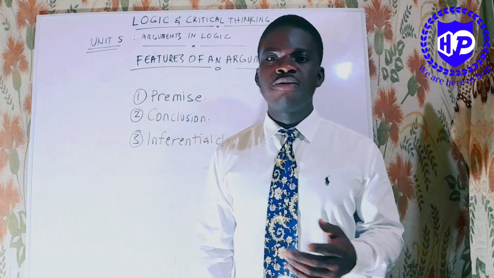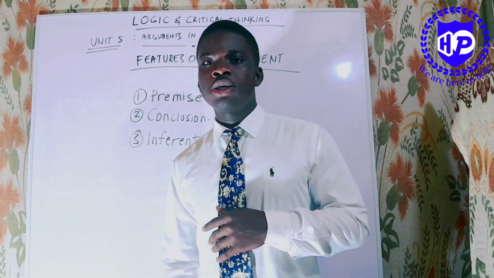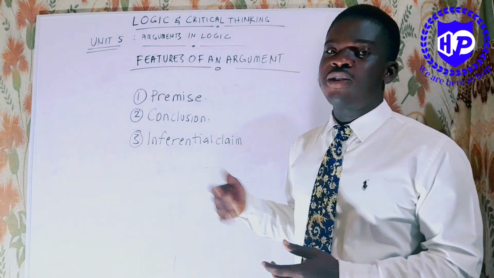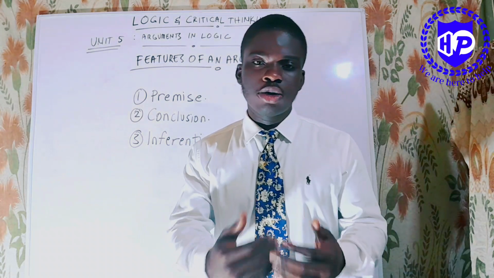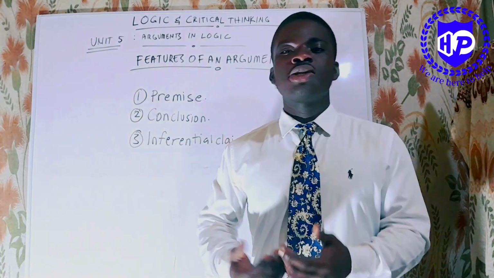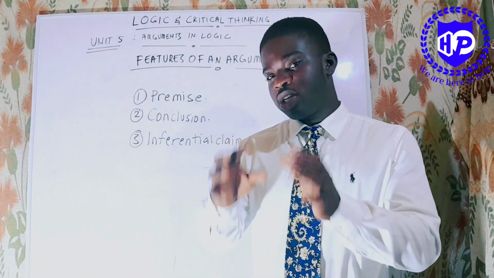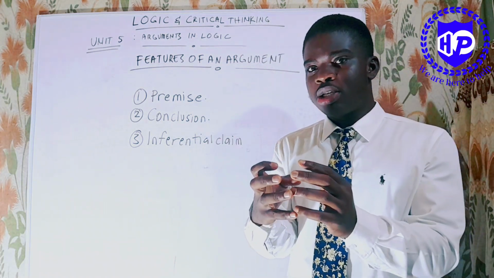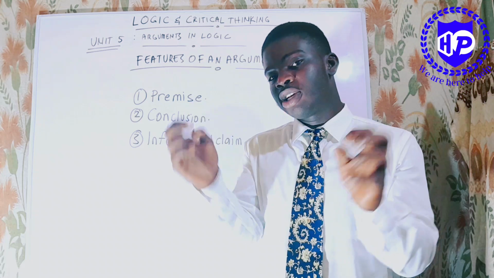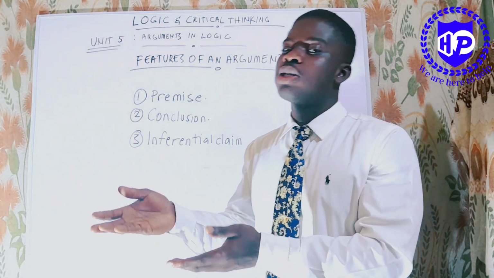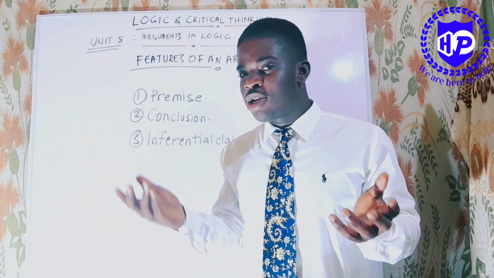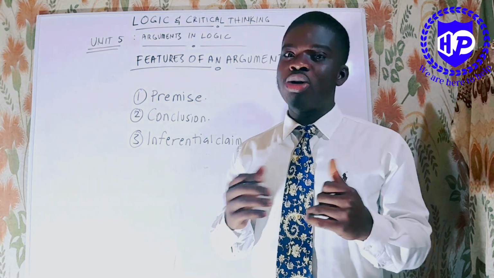Right on. Having discussed what an argument is in logic, what are the features of an argument, right? The features of an argument, meaning, what are the qualities an argument possesses, right? So if anything possesses these features, we can classify it as an argument. Does that ring a bell? If not, then please go back to Unit 4.